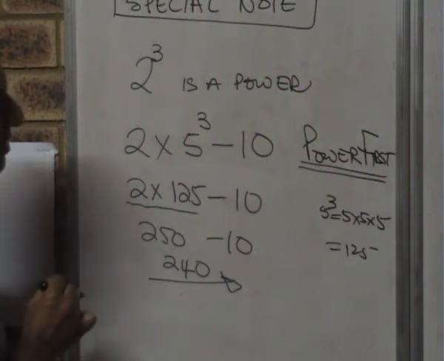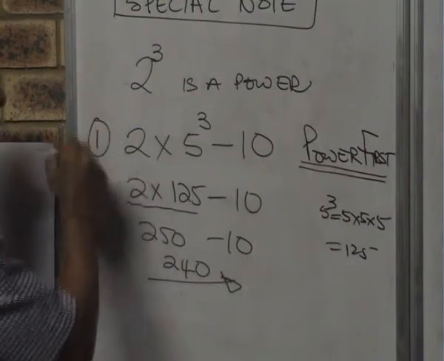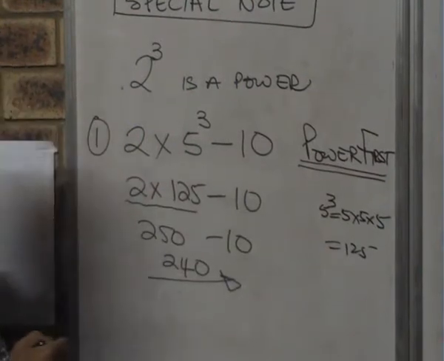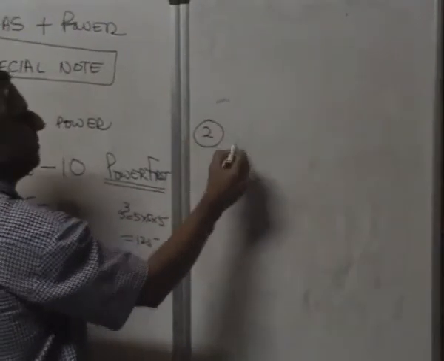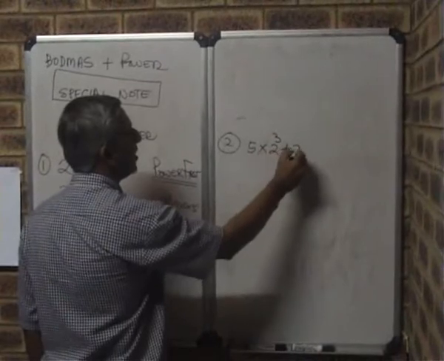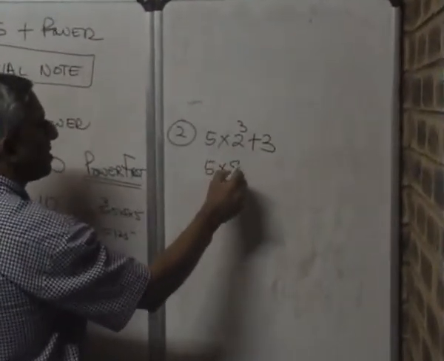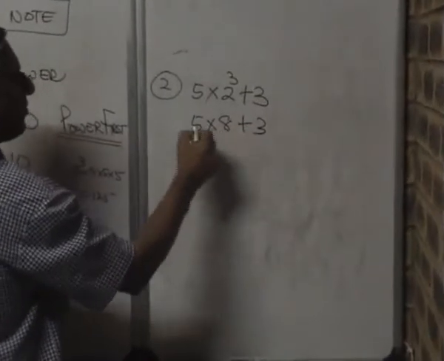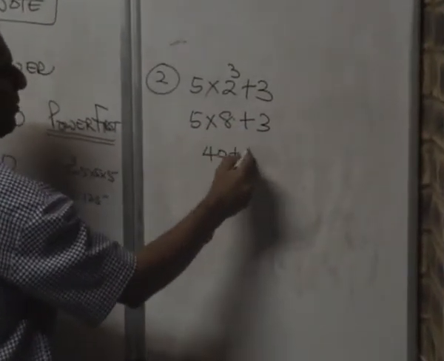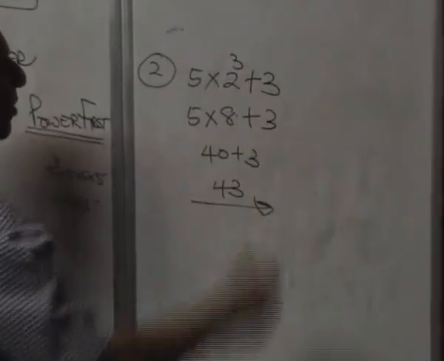So remember, if powers are involved, please make sure that you do the powers first. Let's do another example involving powers. Number 2, 5 times 2 cubed plus 3. You've got to do the power first. So 2 cubed is 8. So 5 times 8, 40. 40 plus 3, 43. So remember, power first.